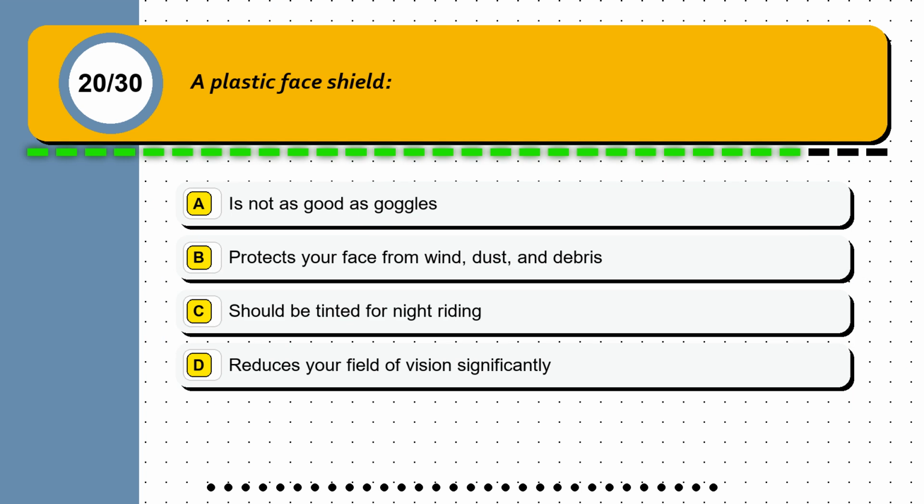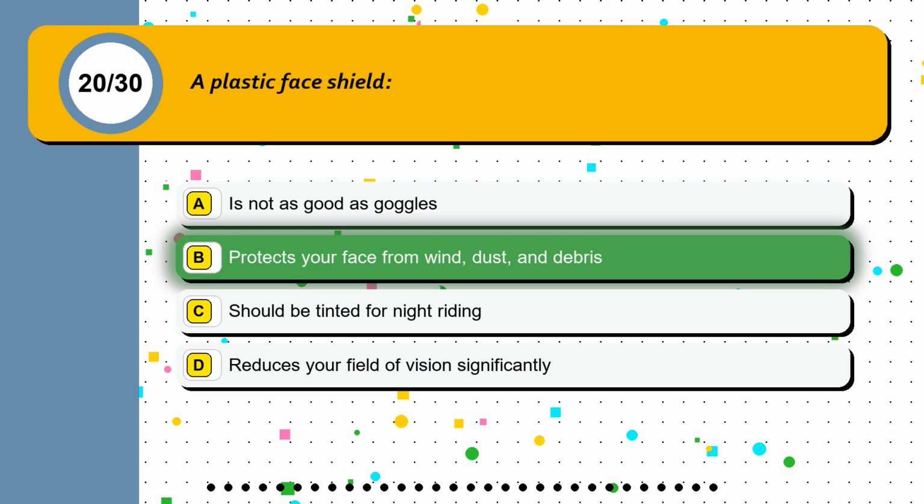Question 20. A plastic face shield. Option A is not as good as goggles. Option B protects your face from wind, dust, and debris. Option C should be tinted for night riding. Option D reduces your field of vision significantly.